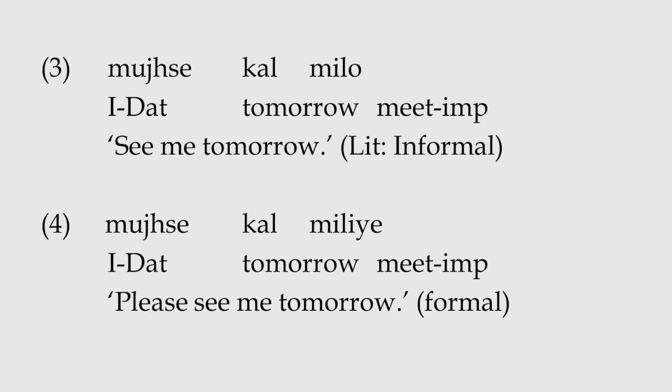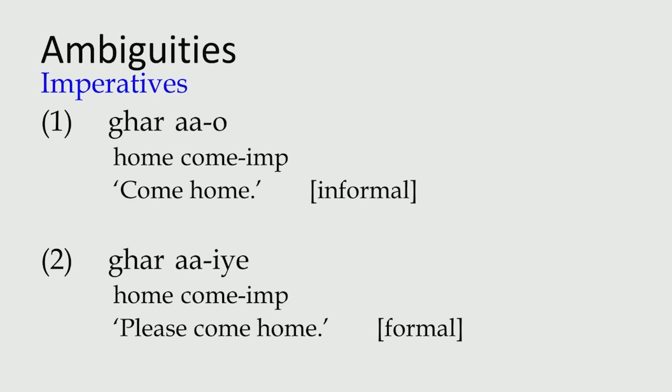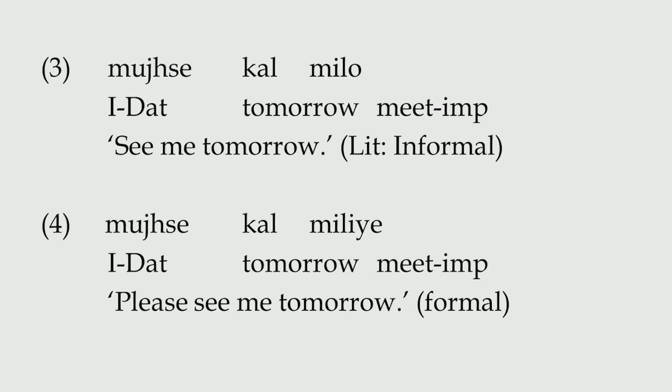A similar type of sentence, similar to number 2 on the previous screen, like ghar aiye, we can have a sentence like मुझसे कल मिलिए, which also means see me tomorrow, which is more formal. Such sentences are used in more formal contexts. So we can look at the verbs and predict subjects of these sentences.